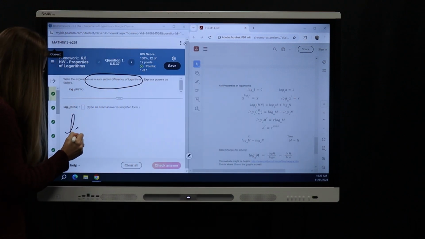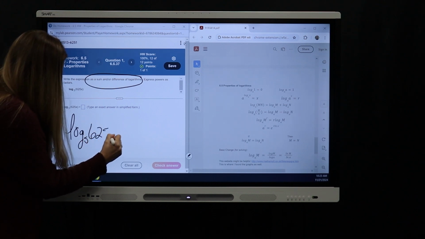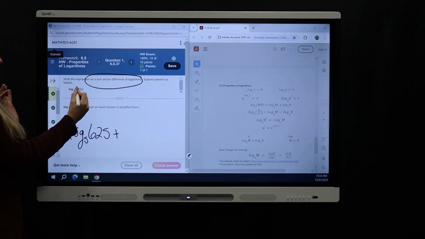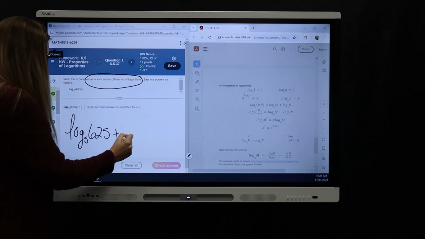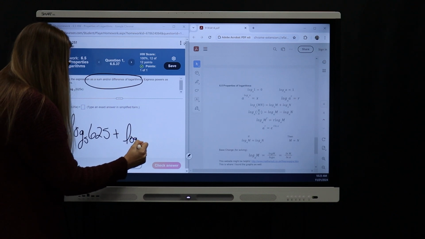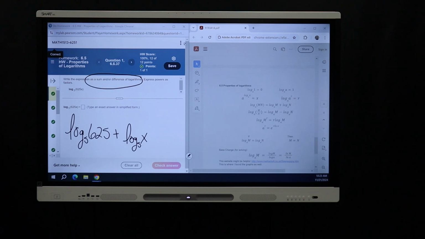So I'm gonna have log base 5, 625. And then it's plus because it's multiplied here. When it's division, we subtract. And then log 5x. So your base stays the same in these, it's just you're breaking these two apart.